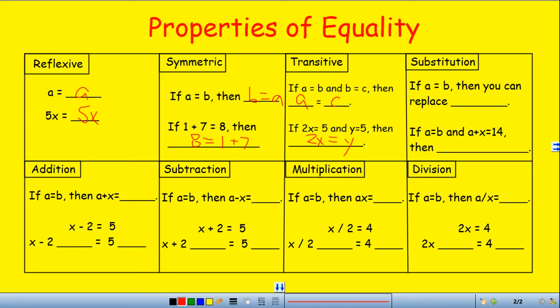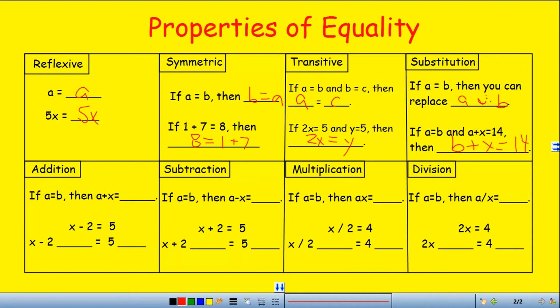The next property of equality is substitution. And substitution says if A equals B, then you can replace A with B. So if I had A equals B and A plus X equals 14, then I will also know that B plus X equals 14.